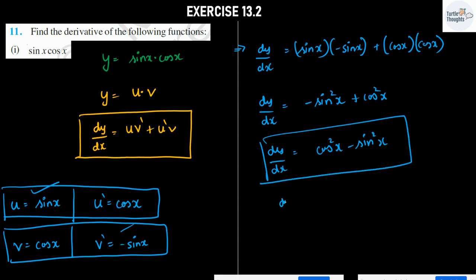Or we have one more formula for the same. Cos square x minus sine square x can be written as cos 2x also. This is going to be your final answer. Is it clear?